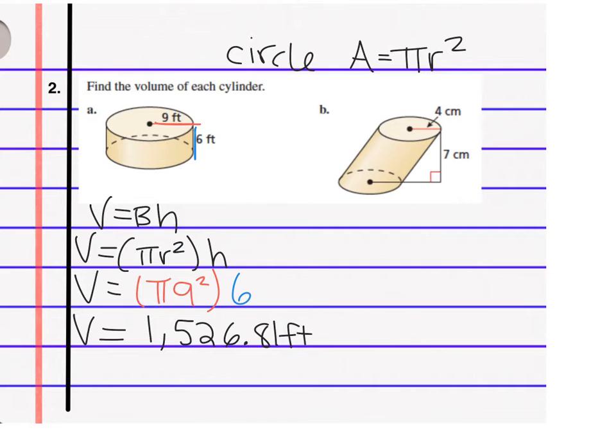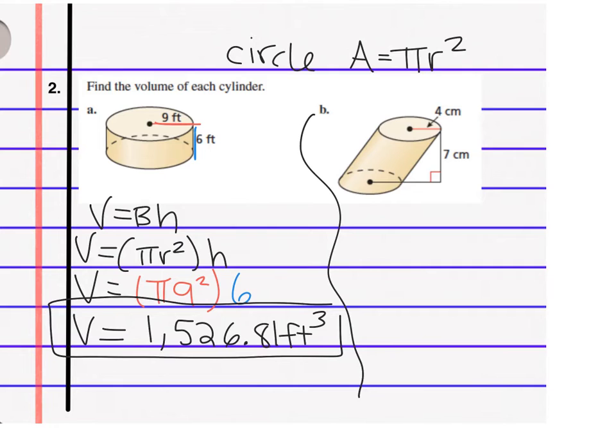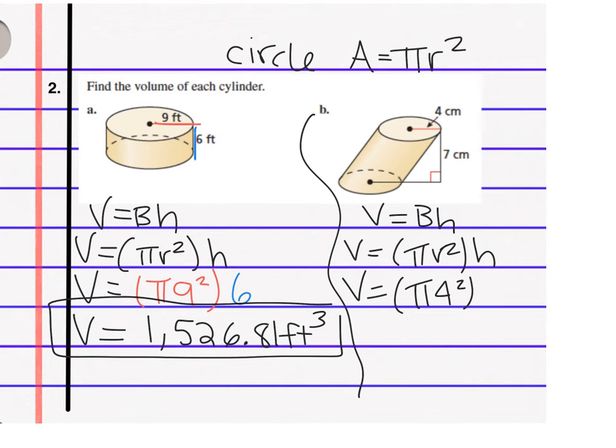1,526.81 cubic feet. This is a pretty big cylinder. Maybe it's like a food storage cylinder, something like that. You might want to just pause the video and try part B on your own, see what you get. Okay, so you may want to try this on your own, see what you get. Here's how I set it up. Pi r squared, 4 squared, you could put a 16. The height is 7. Type that all in. I got 351.86 centimeters cubed.